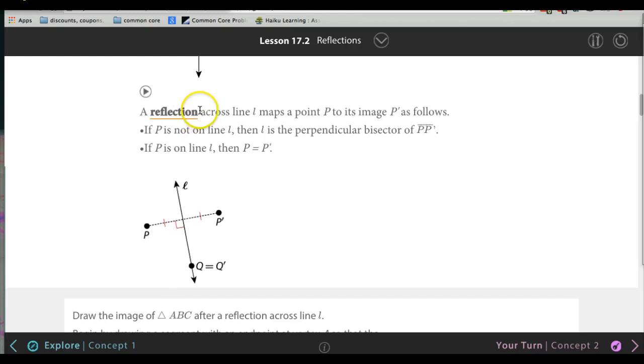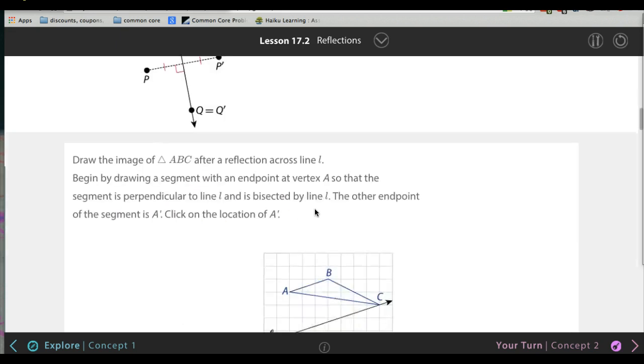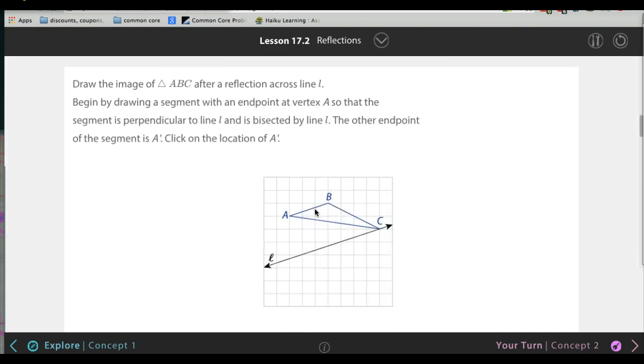So what is a reflection? A reflection across a line is like folding paper, and we'll do that in class. But anyhow, a reflection across line L maps a point P to its image P prime as follows. If I have a point here and then I fold my paper, now I'll have P prime over here, and these two lengths will be exactly the same. That's kind of like the definition of a reflection.